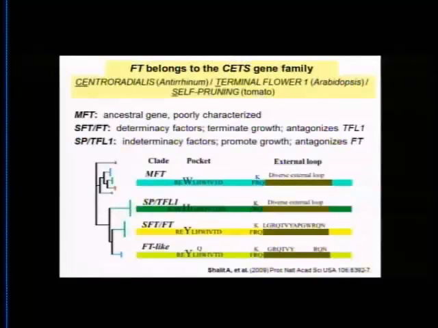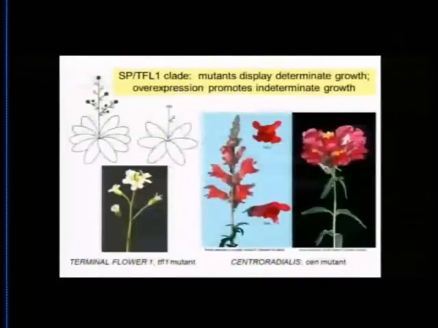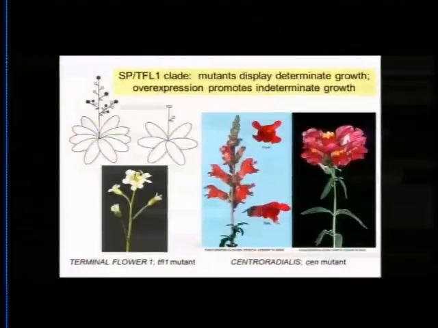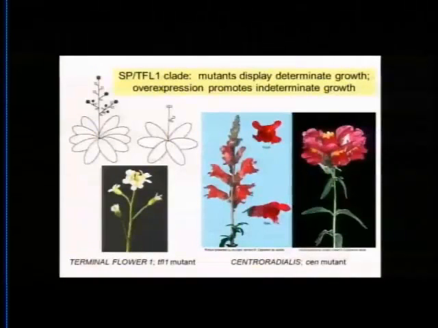Just as a couple of examples of this, here is terminal flower in Arabidopsis. This is normally what Arabidopsis does. If you knock out or mutate terminal flower, as the name implies, you get a terminal flower. So instead of a continuing racemic inflorescence, you get one flower at the very end. This is the same gene, centroradialis, in Antirrhinum. In the wild type, you have a raceme. If you knock out the gene, that raceme terminates in a terminal flower.